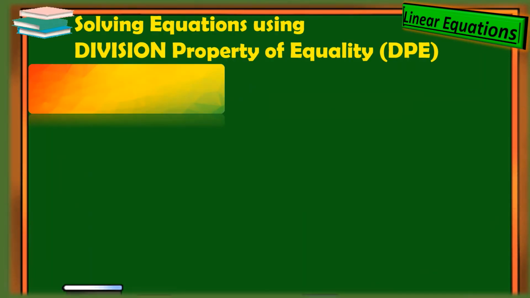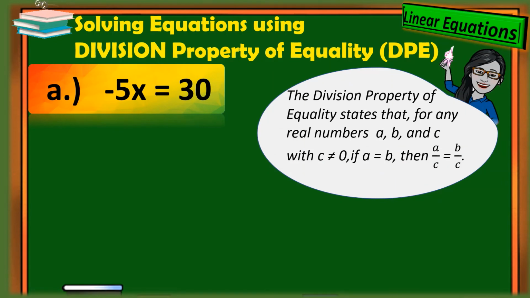Okay, next is solving equations using division property of equality. Ay, napakadali nito. So let's have the example. Negative 5x is equal to 30. Now, the division property of equality states that for any real numbers a, b, c, okay, with c not equal to 0. Bawal maging 0, di ba? If a is equal to b, then a over c is equal to b over c.